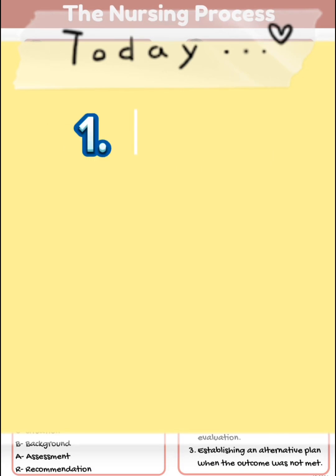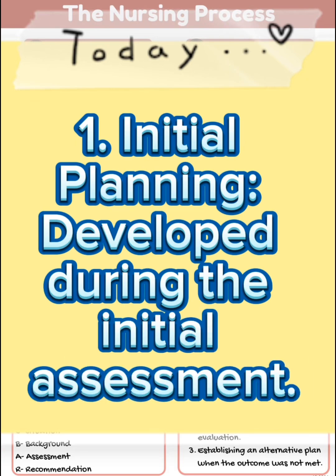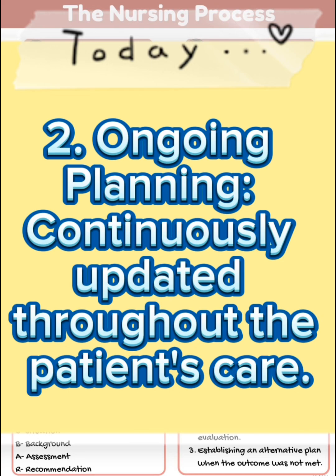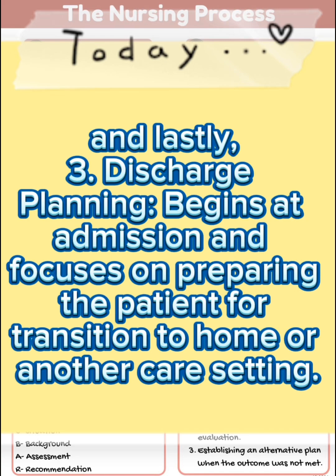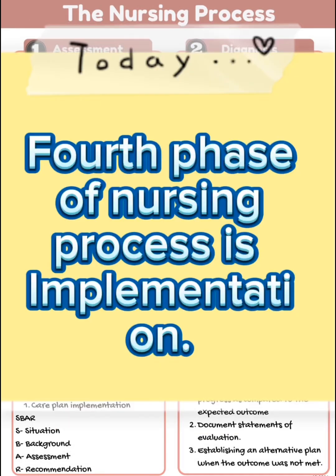Types of planning. 1. Initial planning, developed during the initial assessment. 2. Ongoing planning, continuously updated throughout the patient's care. And lastly, 3. Discharge planning, begins at admission and focuses on preparing the patient for transition to home or another care setting. Fourth phase of nursing process is implementation.